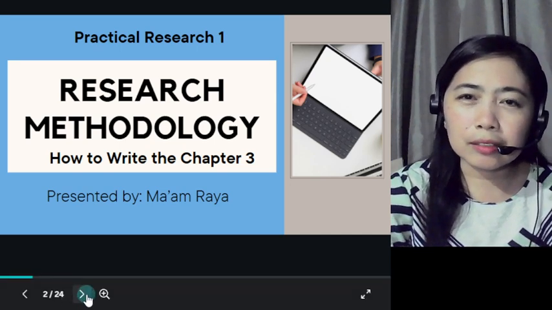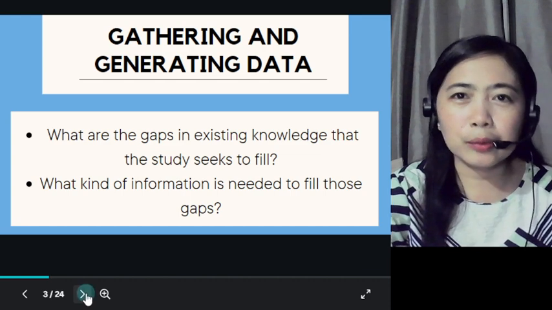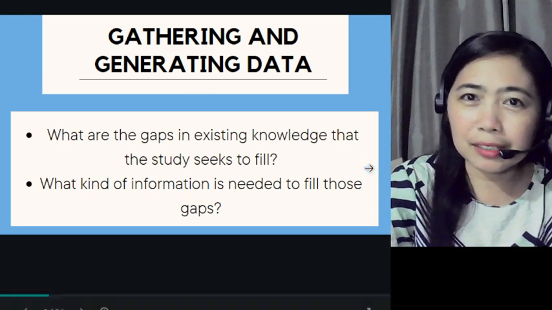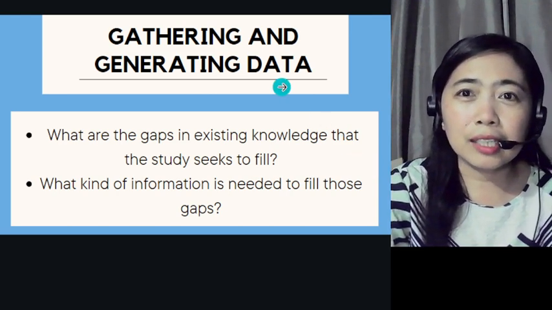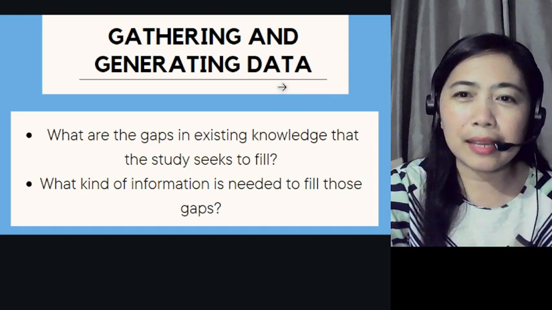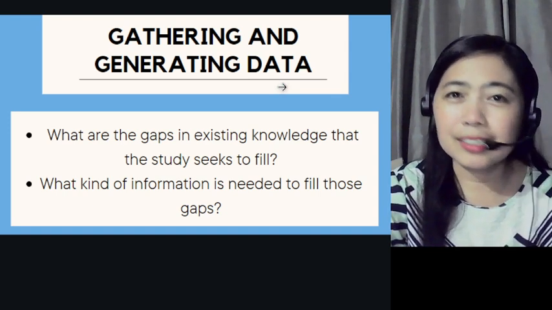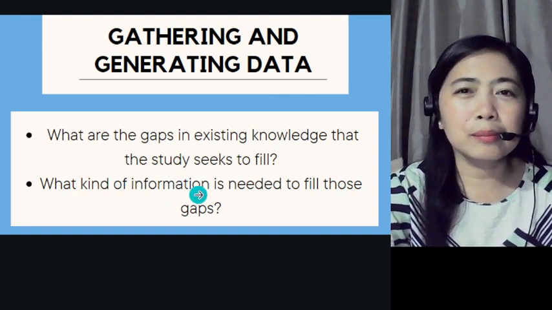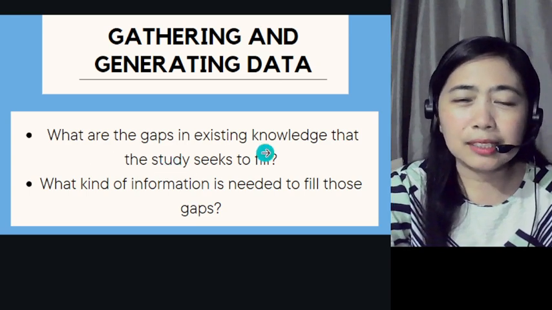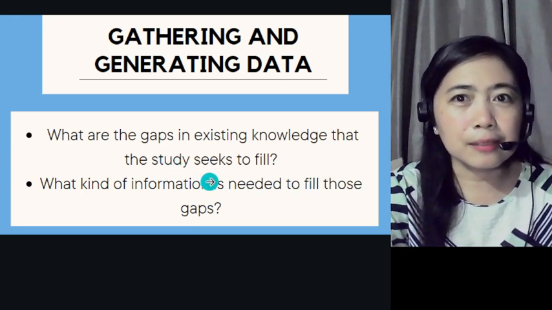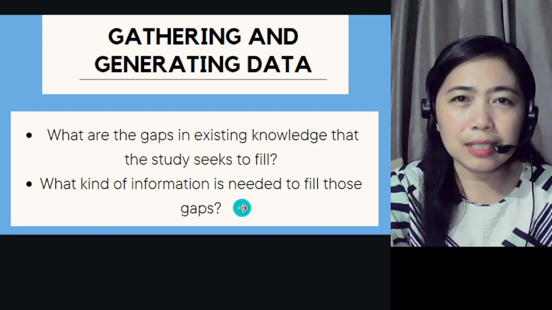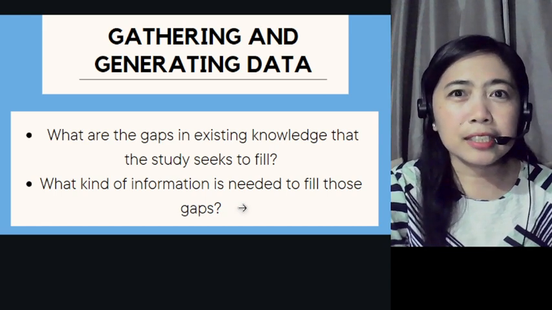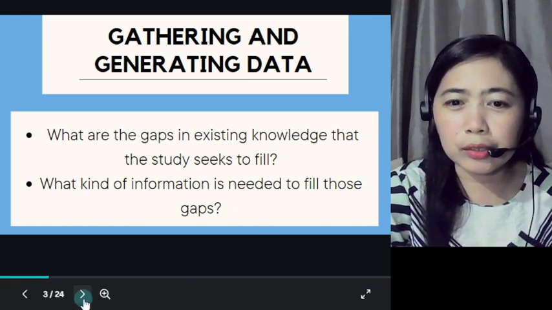So when we start writing our chapter 3, when we talk about research methodology, first we need to answer the following questions, since in this chapter it's about gathering and generating data. So these are the questions we need to discuss. What are the gaps in existing knowledge that the study seeks to fill? What kind of information is needed to fill those gaps? So remember, talking about those gaps, I think you also mentioned that in your chapter 1, in your rationale.